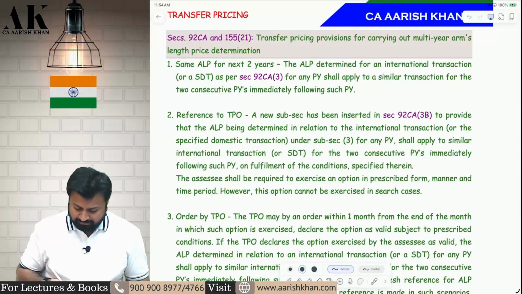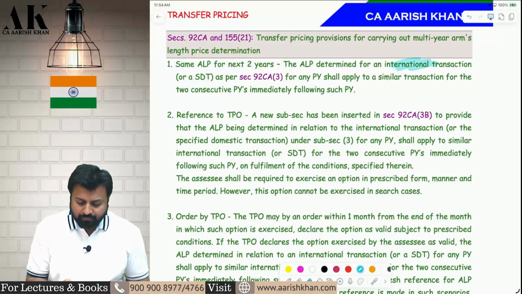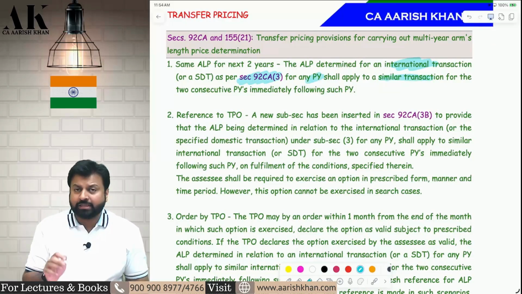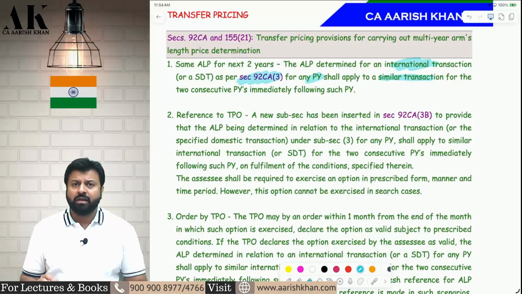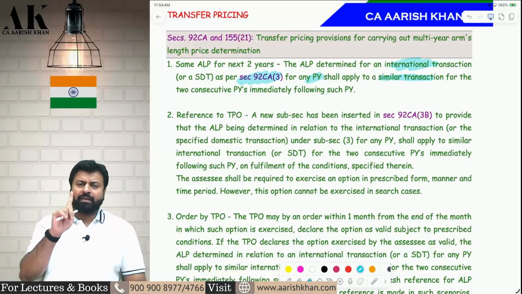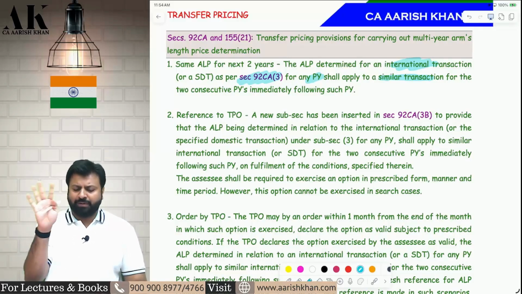The ALP determined for an international transaction as per 92CA for any previous year shall be similar, but this provision is not applicable for block assessment. For block assessment people, this provision is not applicable. This is applicable for regular income escaping, best judgment assessment, not for block assessment.